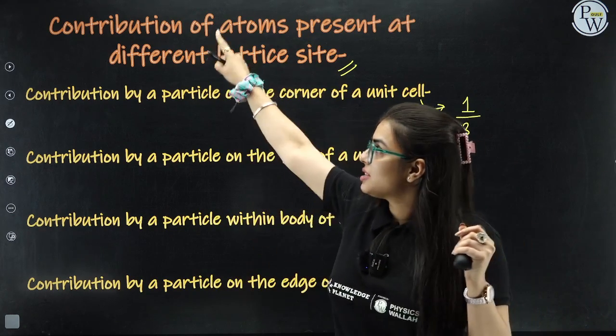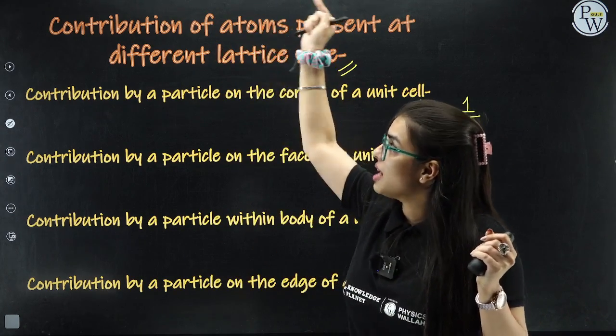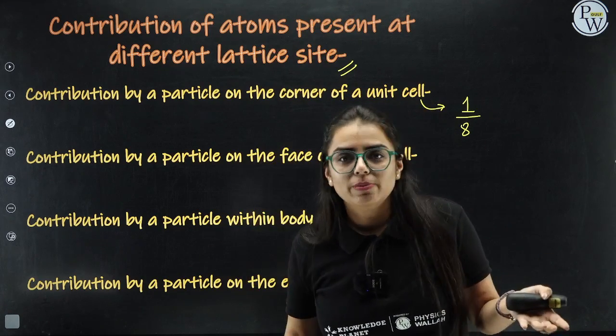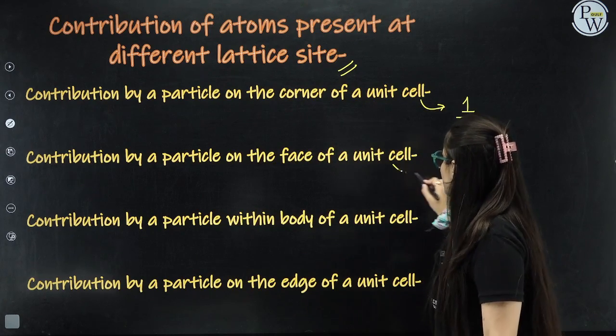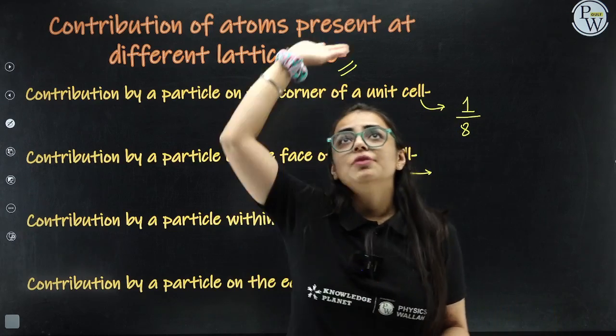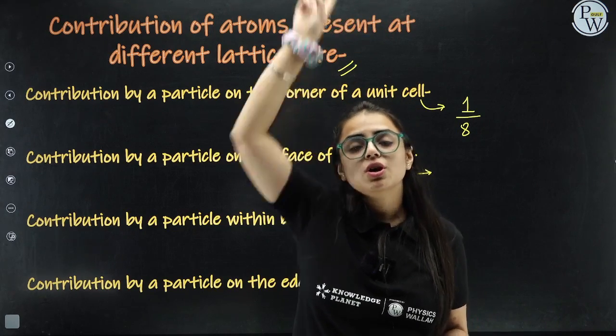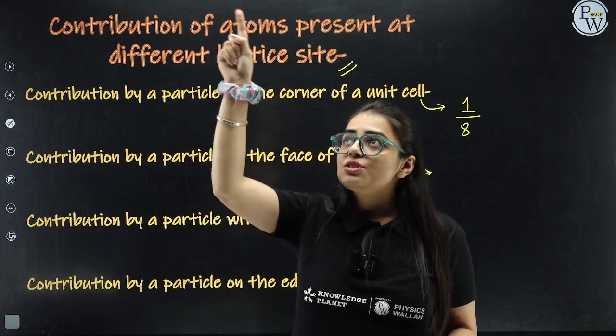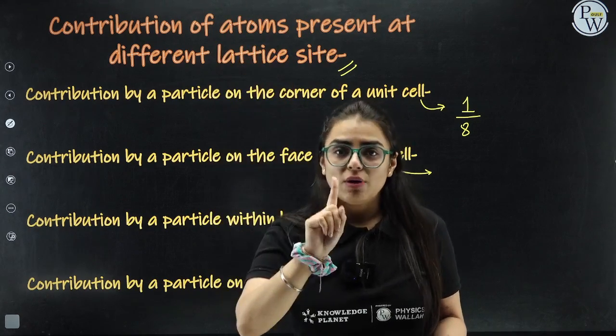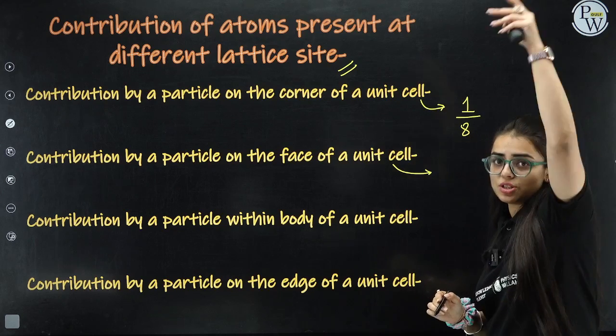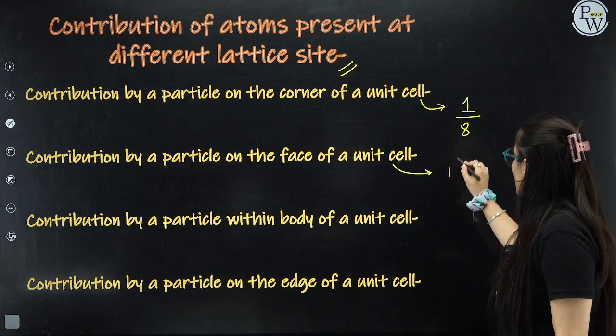So one atom is being touched by 8 unit cells, and in one unit cell its contribution will be 1 by 8. Talking about the face, students, for example, the top wall is being touched in this room and also in the room above. So it is being touched in 2 rooms. What is the contribution of this top wall in this room? Not 1, but 1 by 2, because it is touching 2 rooms. So the contribution will be 1 by 2.